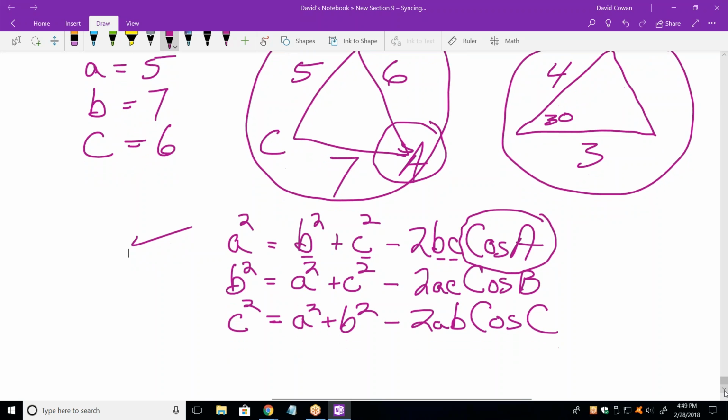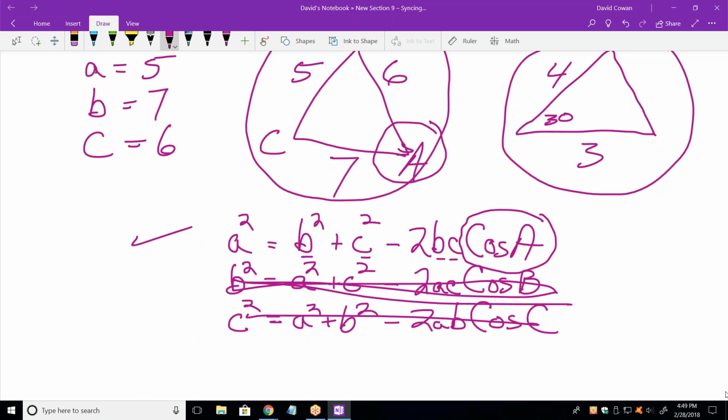So let's use the first one, the top one. Let's cross this one out and this one out. Now just plug in everything you see. What's little a?